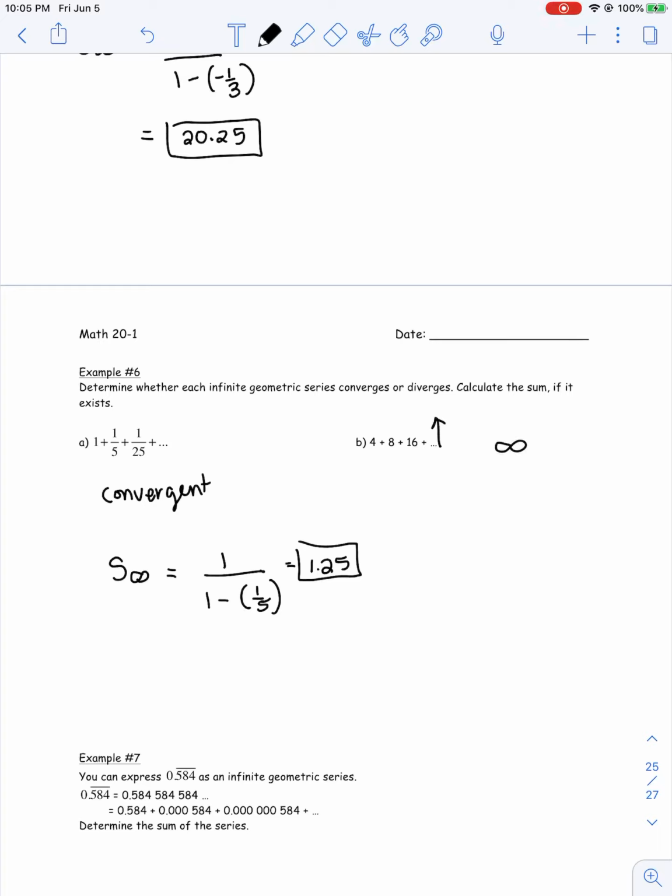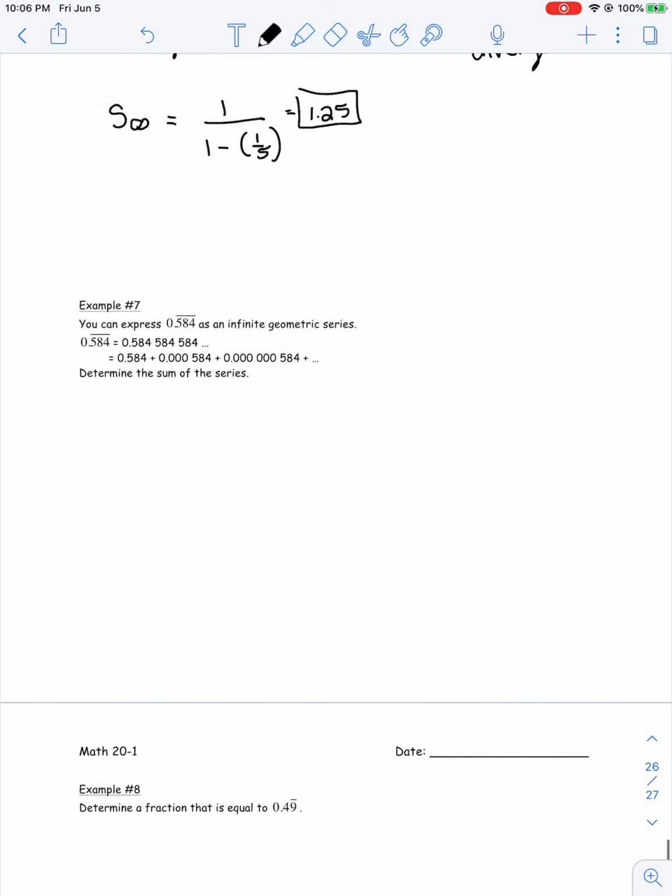Here, the numbers keep increasing, which means that the sum is going to approach positive infinity, and so that is a divergent case, which we do not calculate the infinite sum for.